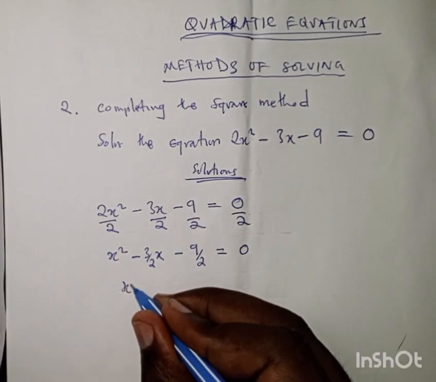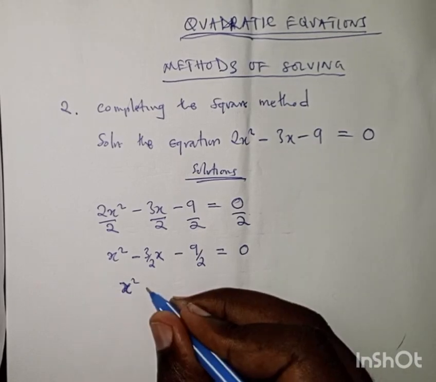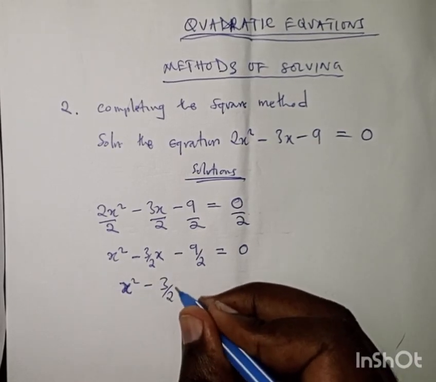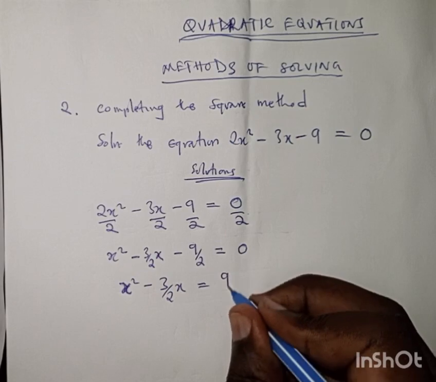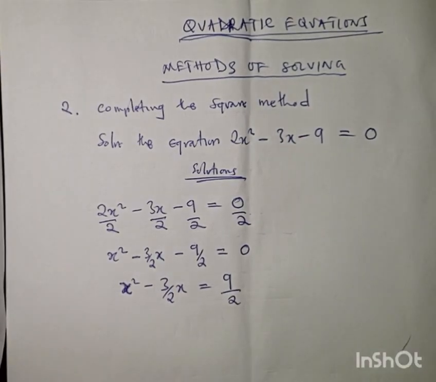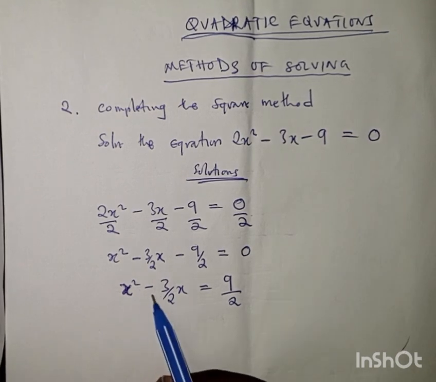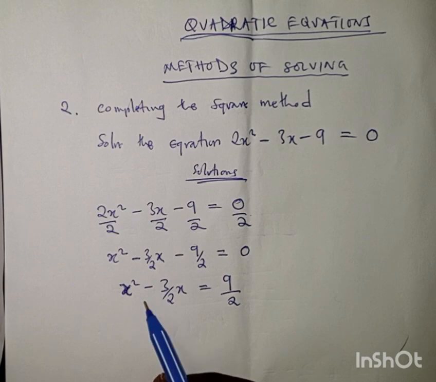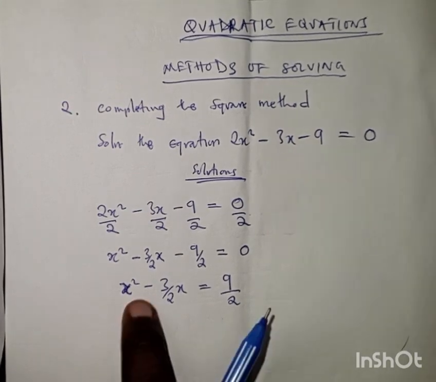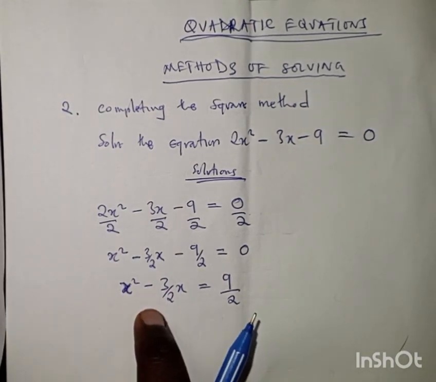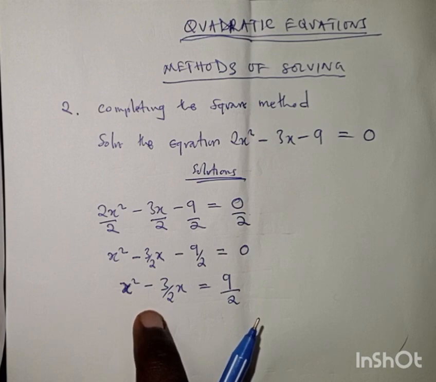Okay, so we have x squared minus 3 over 2 x is equal to 9 over 2. Now since here we only have terms having x, we can complete the square on this side of the equation. Now listen clearly to how to complete the square.